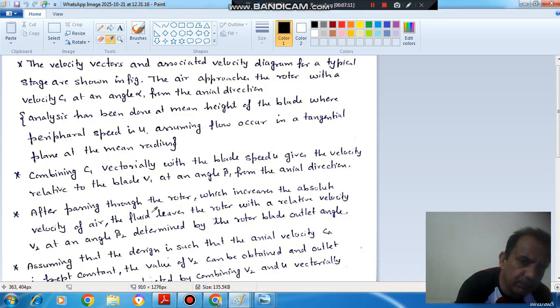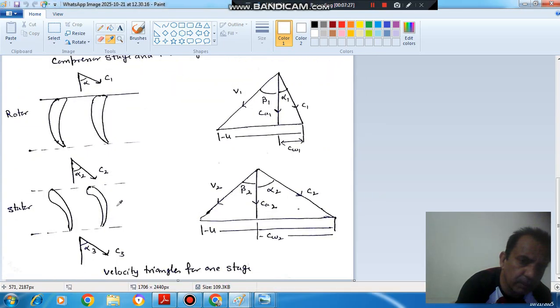Next point, after passing through the rotor, which increases the absolute velocity of air, the fluid leaves the rotor with a relative velocity V2 at an angle beta 2 determined by the rotor blade outlet angle. So after passing through the rotor, it will leave the rotor at a relative velocity of V2 and at an angle beta 2 with the axial direction, which is determined by the blade angle. So now we know this beta 2 and we know this Ca2. Ca2 is equal to Ca1, and then we can find out V2.